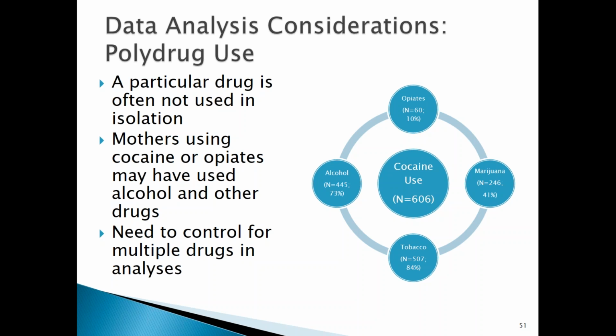So, for example, we had 606 kids who were prenatally exposed to cocaine, but they weren't just exposed to cocaine. Several of those mothers also used, for example, 10% also used opiates, 41% used marijuana, 73% used alcohol, and 84% used tobacco. So you need to keep that in mind. We tend to put these other types of exposure in the model to control for them, so that we can see what cocaine is above and beyond these other drugs.